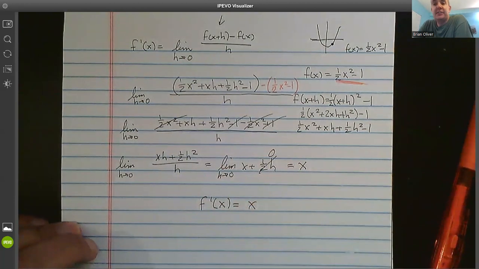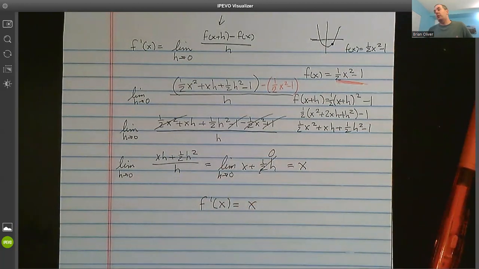So that's the derivative. That's how I figure out the slope. I could realistically find the slope of that parabola at any point by using that formula. So that's our idea of what a derivative is, okay?